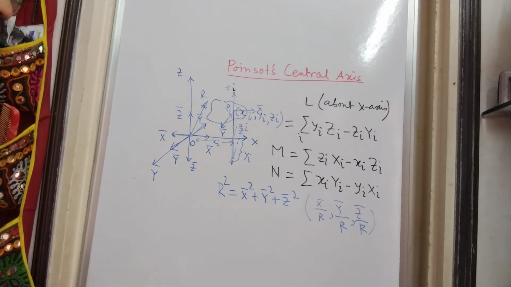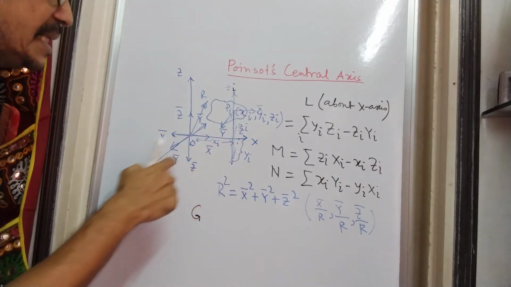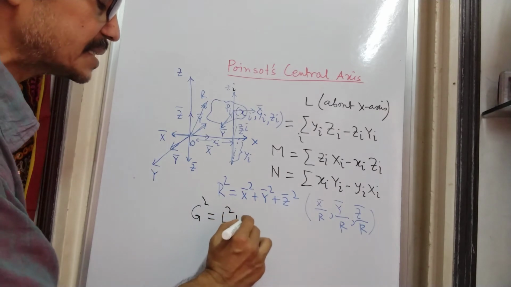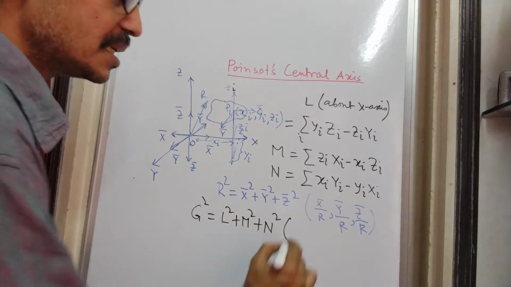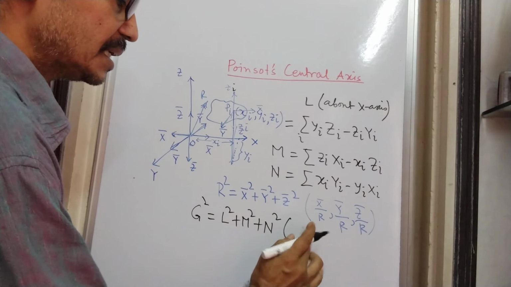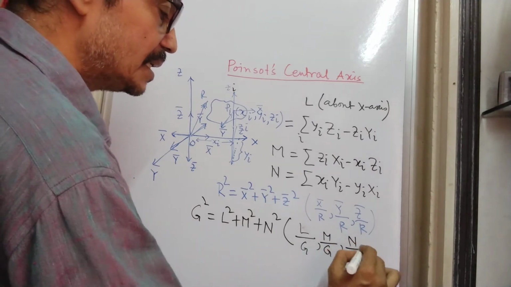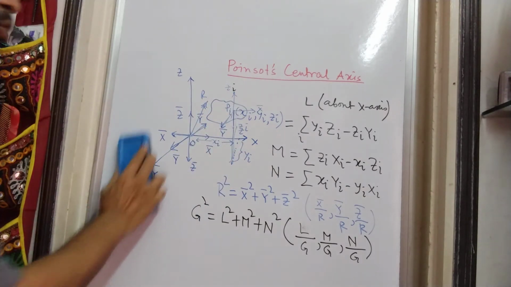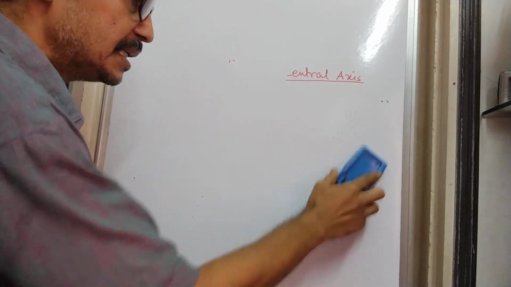And we should also remember that the resultant of these two couples, since they are about the three mutually perpendicular directions, their resultant will be G square equal to L square plus M square plus N square, and the resultant couple will have an axis with direction cosine given by obviously capital L by G, capital M by G, and capital N by G. So whatever be the constituent forces, we have reduced them to a single force capital R and a single couple capital G.